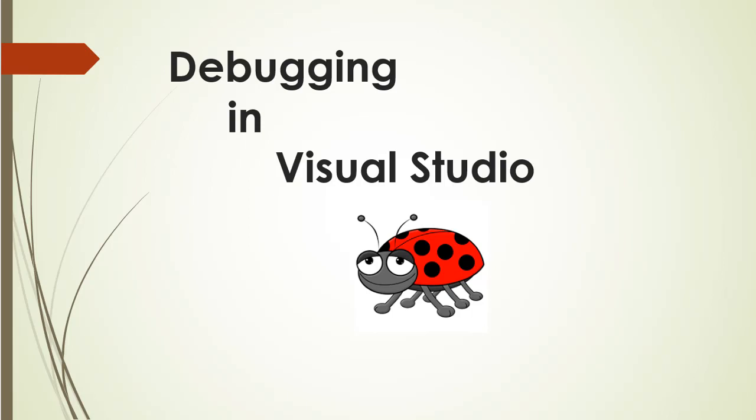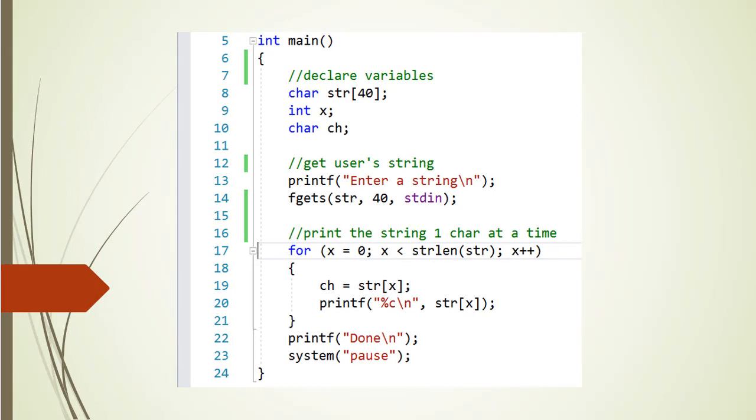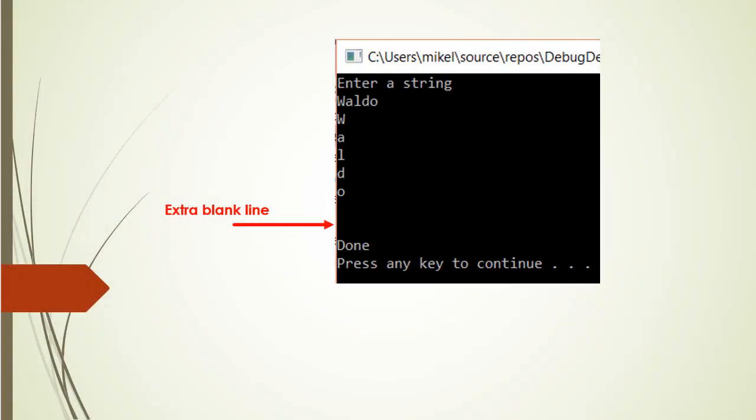So let's suppose I've got this short program that asks the user for a string and then prints that string one character per line. Here's my program. When I run it, if I type in Waldo, I get this for the output. The problem is I've got an extra blank line after printing the O. Now you might quickly guess what the cause is, but I'm going to use this small logic error to illustrate some of the debugger's capabilities.